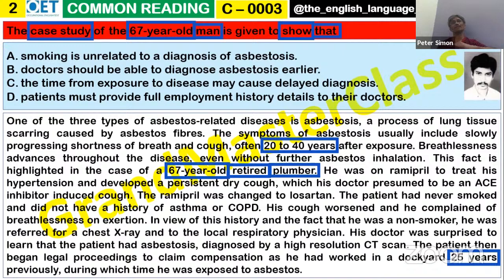Now the example is given. A 67-year-old retired plumber. The reason is previous, the effect is next. There are three numbers. One is 67-year-old. That's the example. That is the case study. The case of.